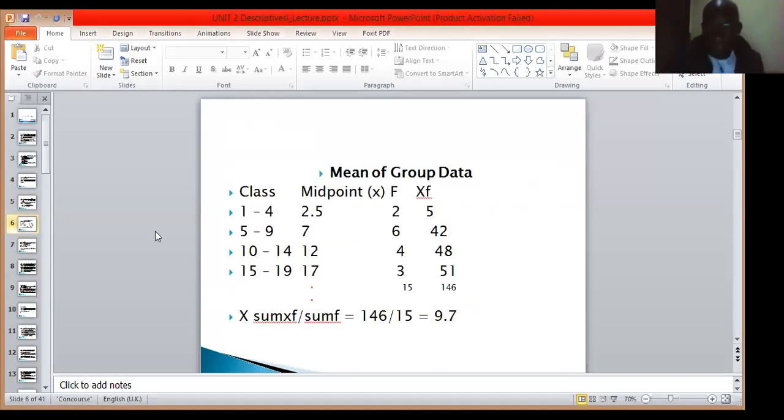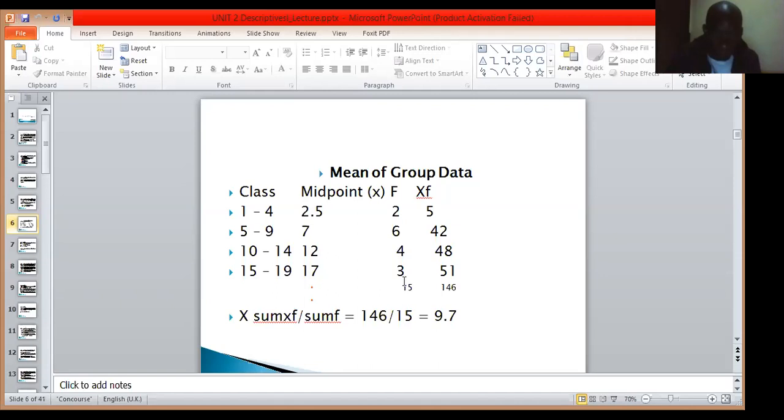Before we proceed, I wanted to make a correction on the computation of the mean of grouped data. In the initial formula that I gave you yesterday, if you go back to what you wrote, we were dividing by the number of the classes, then subtracting 1, which is not correct. What we should have is the total number of the frequency.